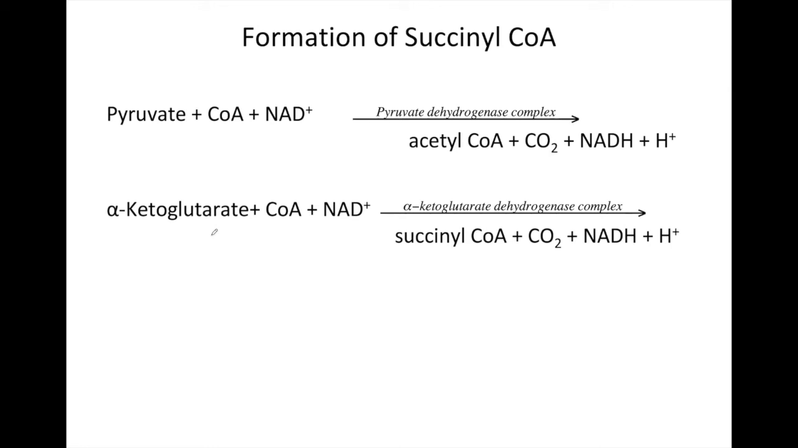So here's just a summary of what we talked about there, a comparison rather, of the pyruvate dehydrogenase complex and the alpha-ketoglutarate dehydrogenase complex. They start with essentially the same reactants, and we produce very, very similar products. The only difference, again, is instead of using pyruvate, we use alpha-ketoglutarate, and instead of forming an acetyl group, we form succinyl-CoA.